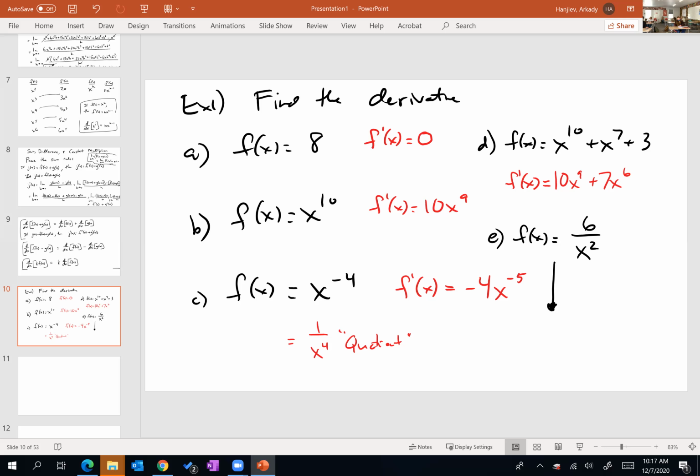Before you guys go on, let's see. Can we make E look a little similar to C? That's the question. Can we make E look like C? Oh, yes, because it's 6x to the negative.